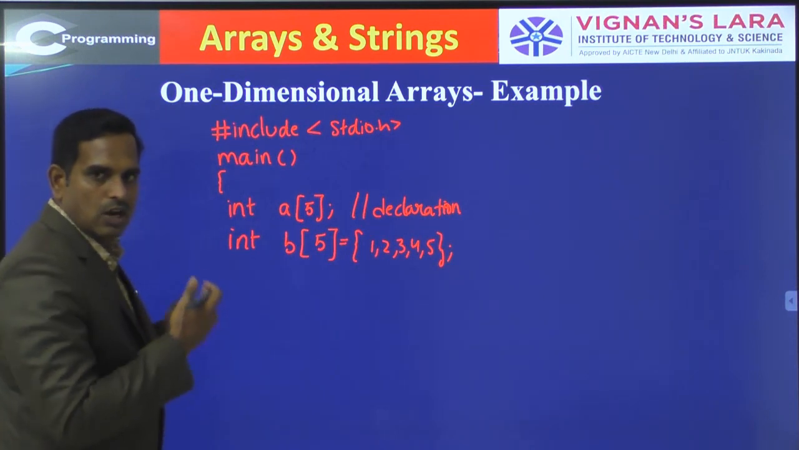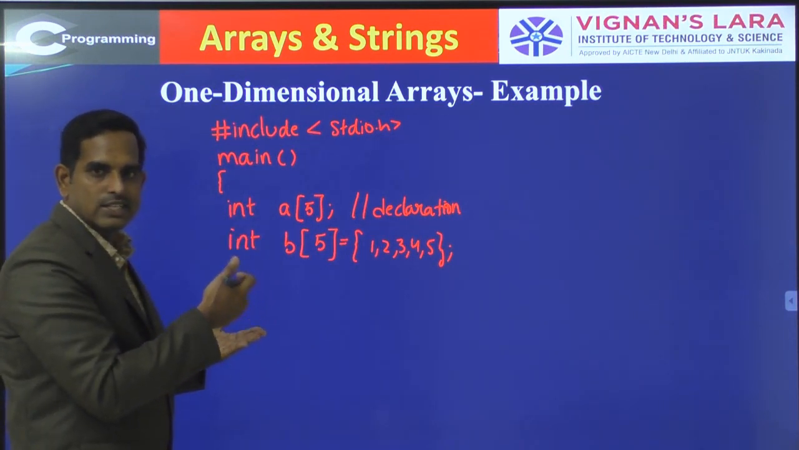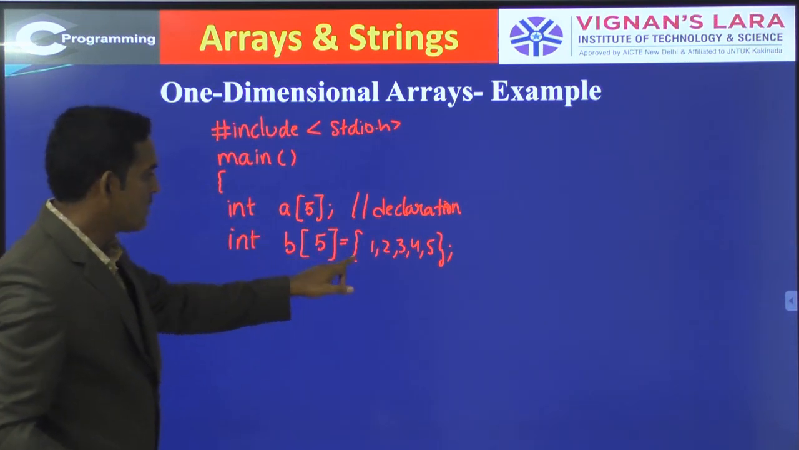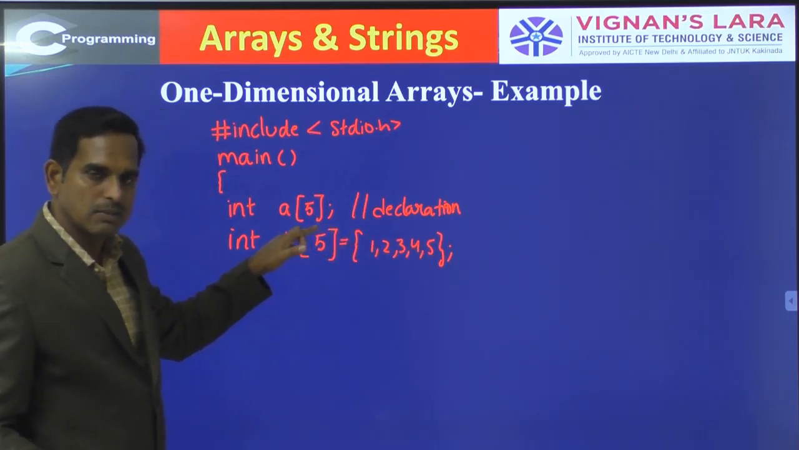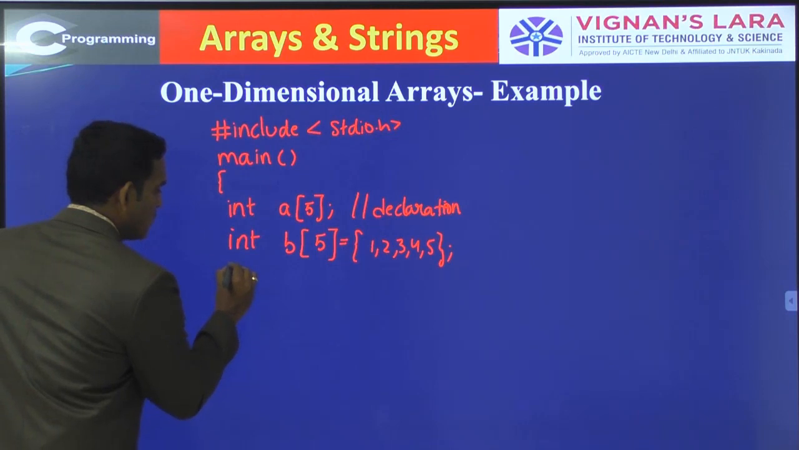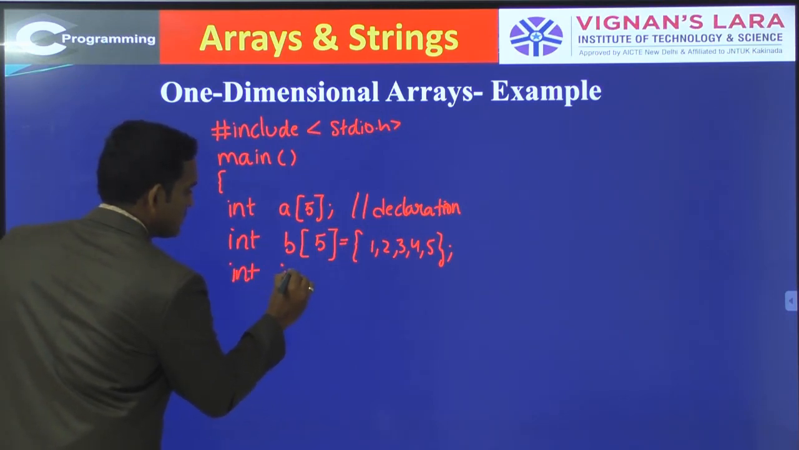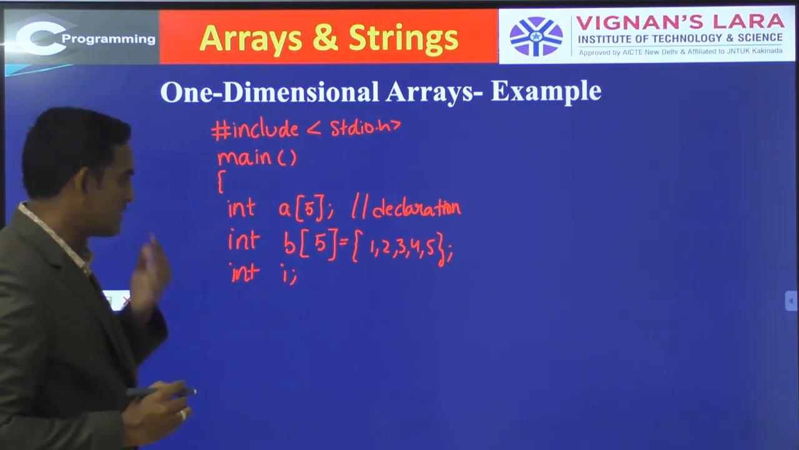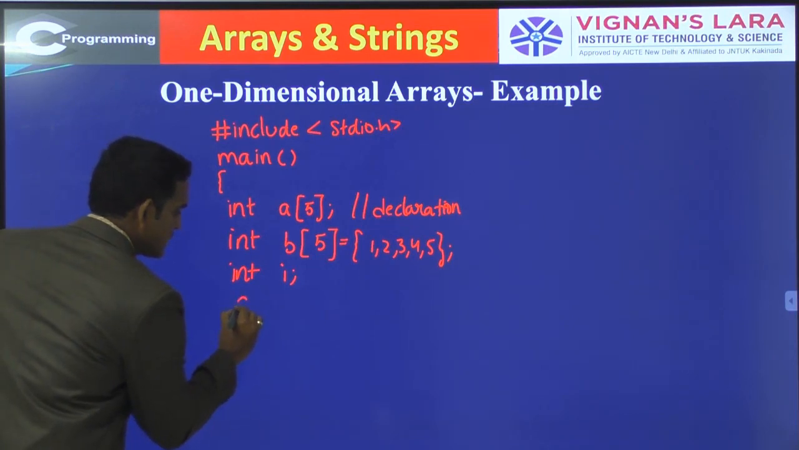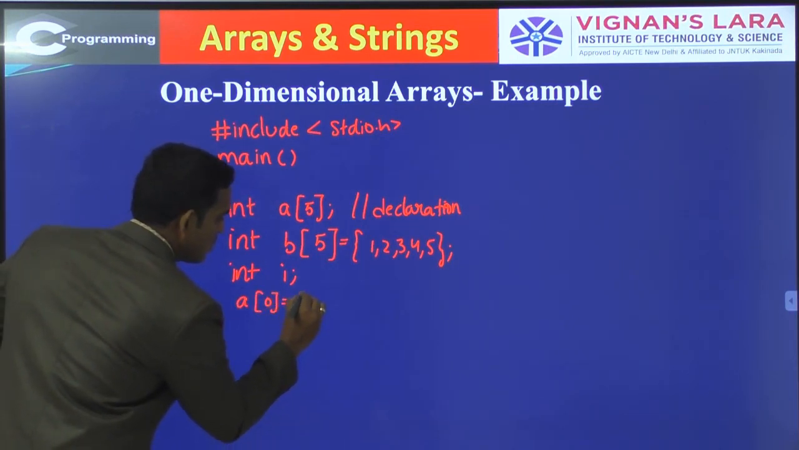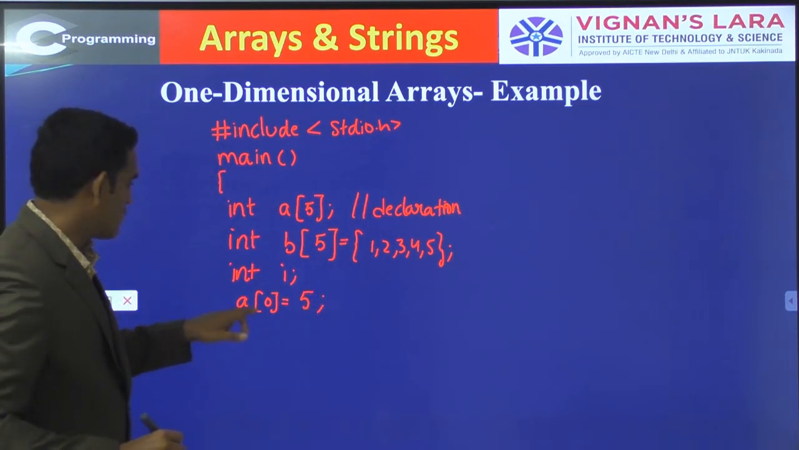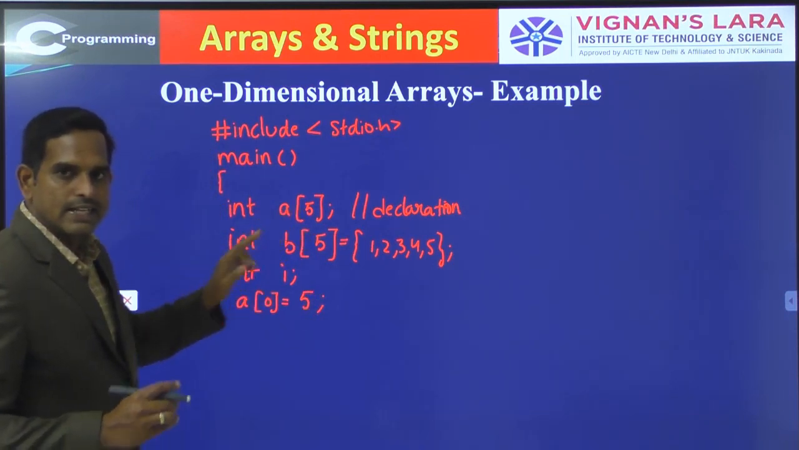The next part is how to read values into the array. That is how you can give values into the array. So here you have given values into the array by the initialization step. The other way is how to use the for loop. Okay, the other way is you can initialize the individual elements like this. A of 0 is equal to 5.